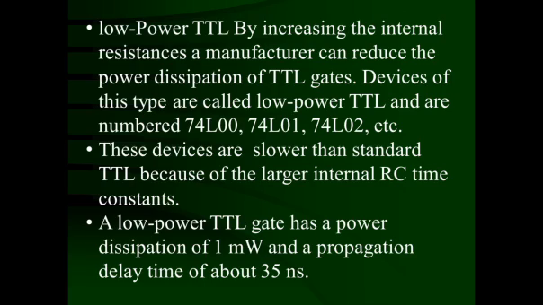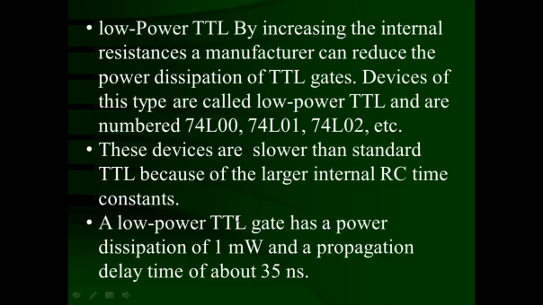TTL gates. Devices of this type are called low power TTL and are numbered as, how are they numbered and how can you find out, 74L00. Instead of H, which was high speed, here L stands for low power. So 74L00, 74L01, 74L02, etc. These devices are slower than standard TTL because of the larger internal RC time constant.